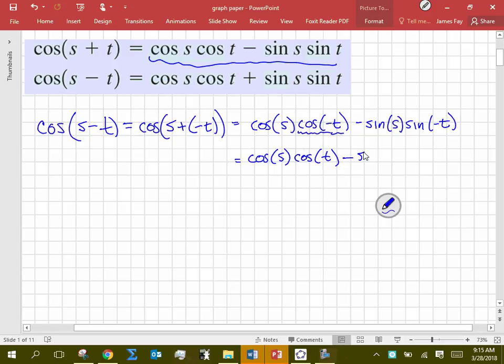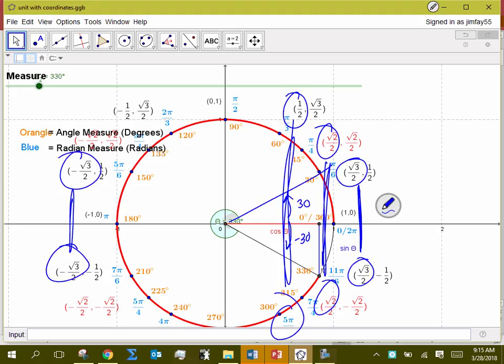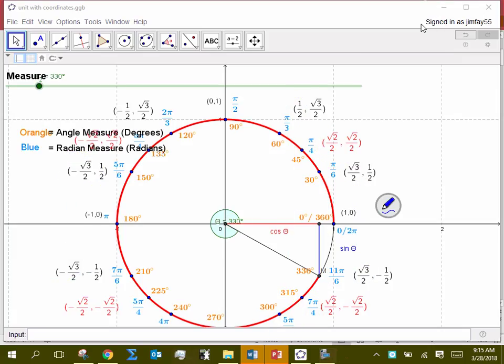Sine of s is just sine of s. But now I've got sine of negative t. Does anybody know what that is? Negative sine of t. Now I'm going to write it this way because these two things are being multiplied together right here, so these two things need to multiply together. And again, that reason comes from the unit circle. It's the same logic as what we got right here.